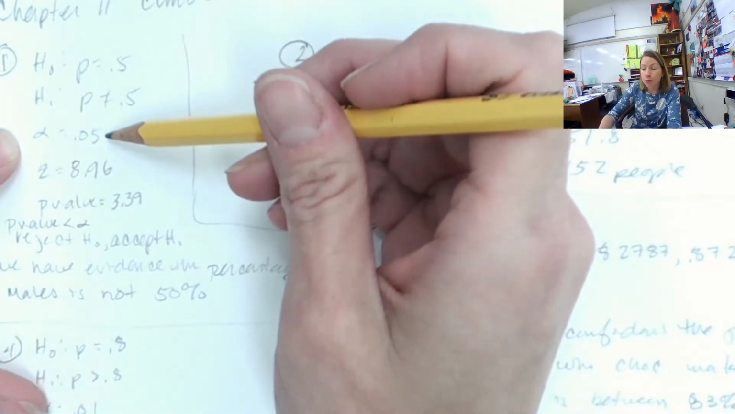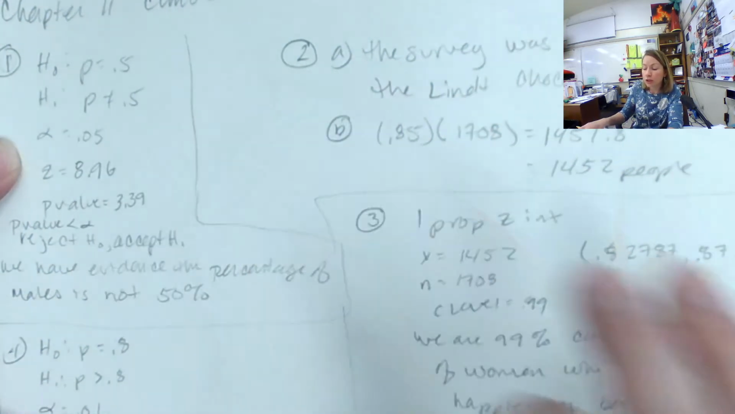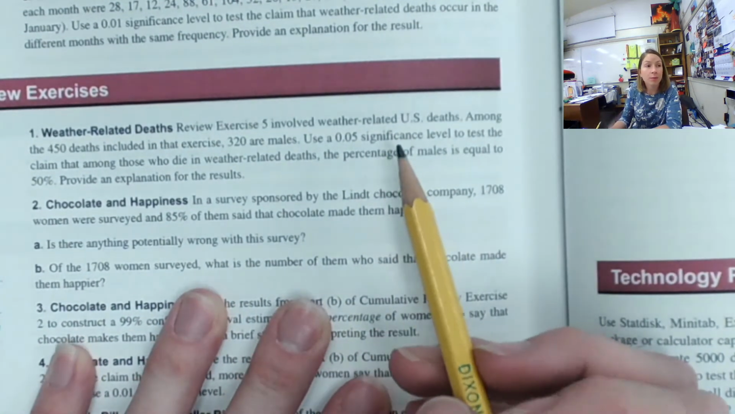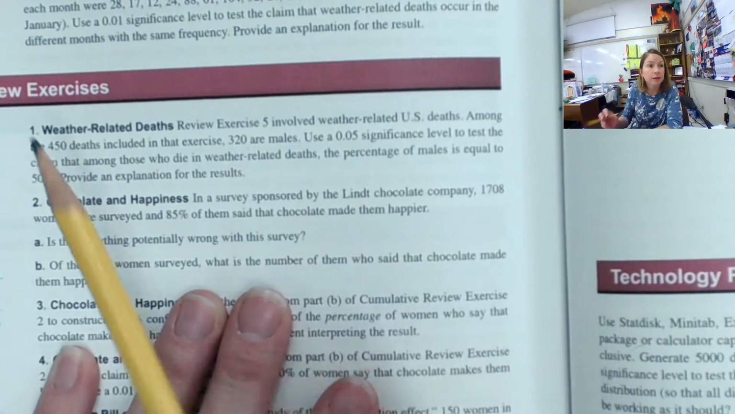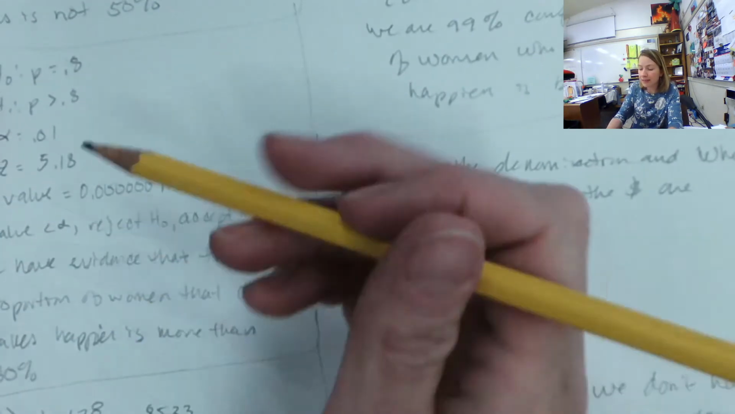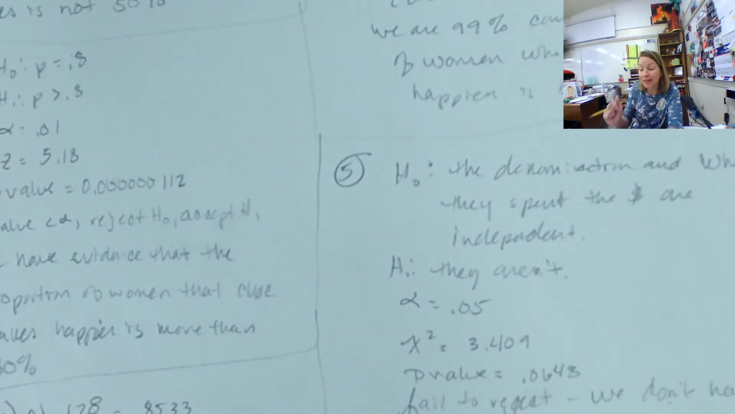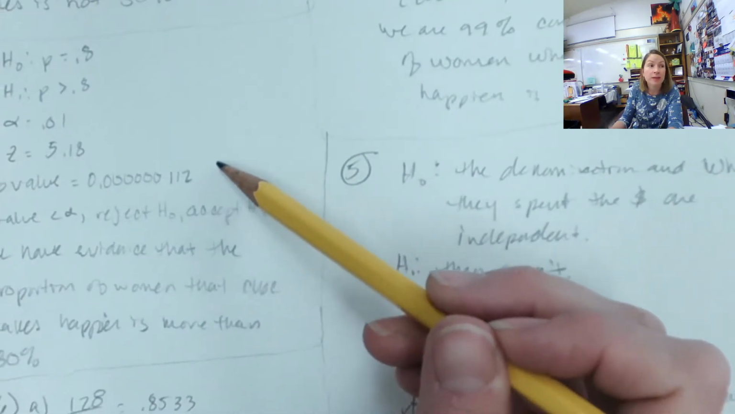And then my alpha is 0.05. And so I just use my numbers. I plug them in. It's a one prop z-test. This is my x. This is my n, right? So I end up with z is 5.18. So my p-value is once again super tiny.